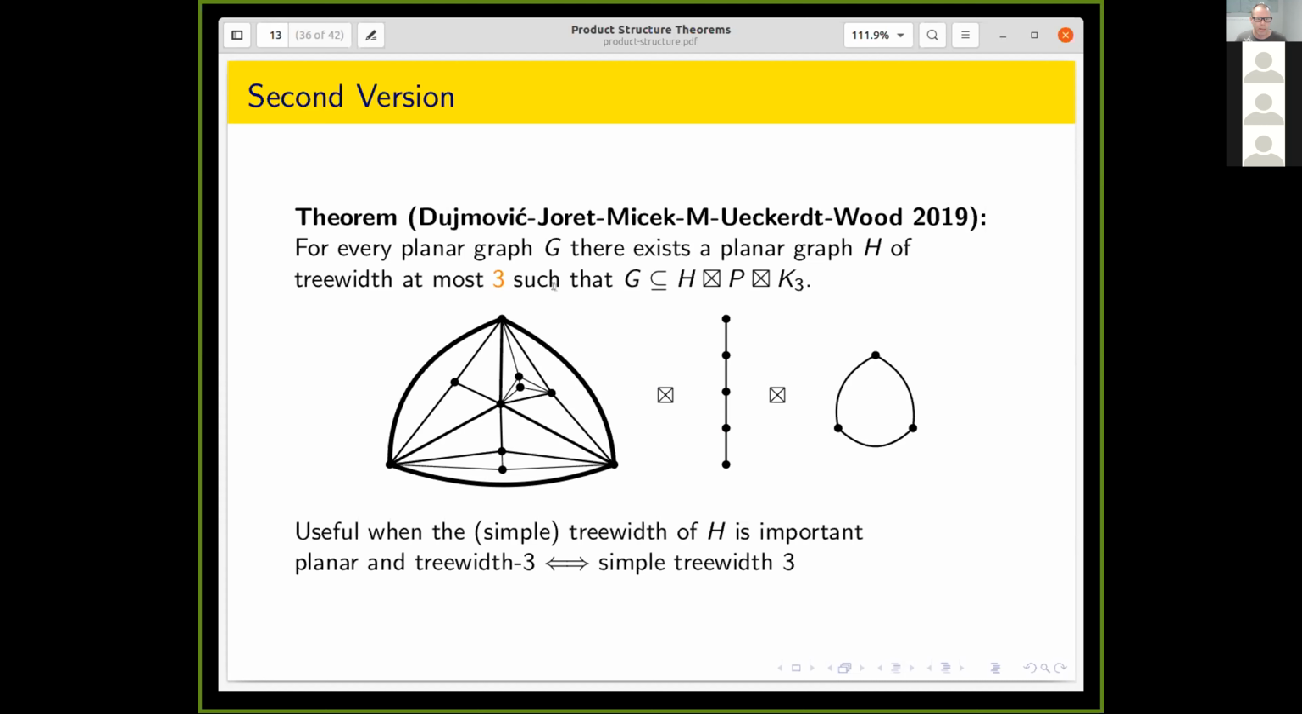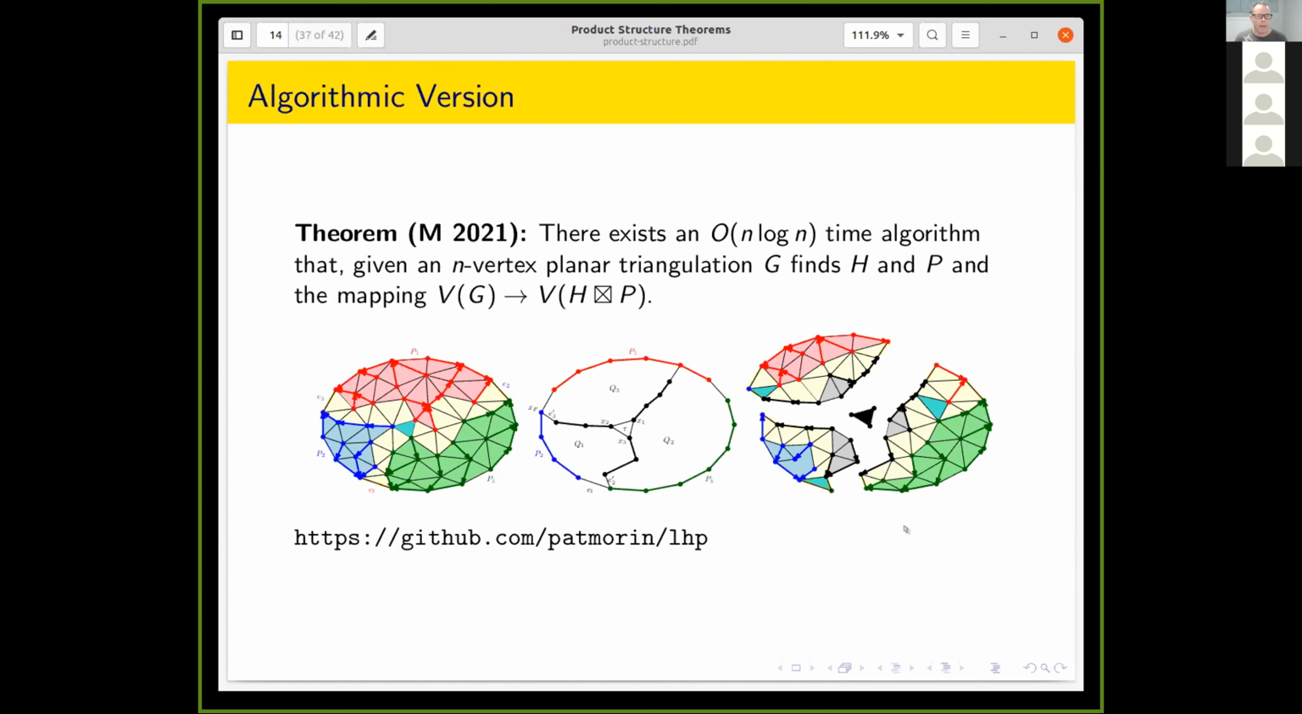Yes, so you have this other version where H has smaller tree width, 3, which is useful. And in particular, one of the things you will see today, the fact that H is planar and has tree width 3 makes it really special. That is another name for that. It's a graph of simple tree width 3. Okay. There's an algorithmic version of this. So if you give me the triangulation, I can find this decomposition in n log n time. There's even source code for it if you want to download it and try it out.